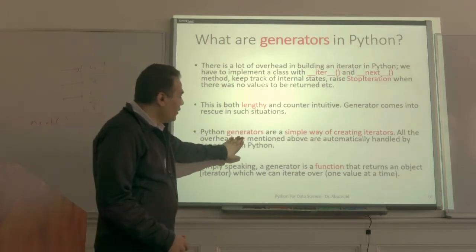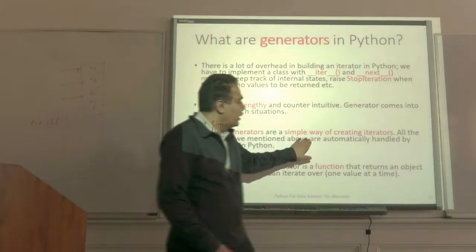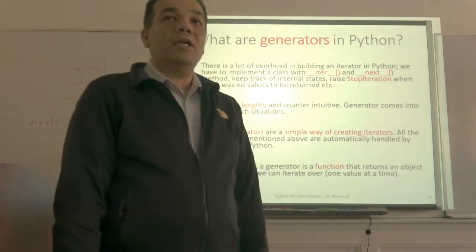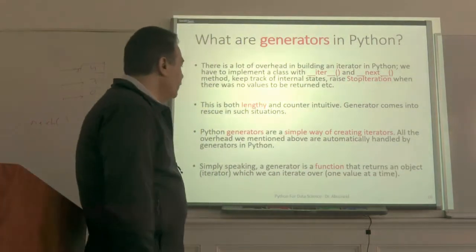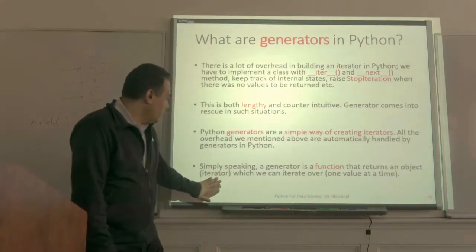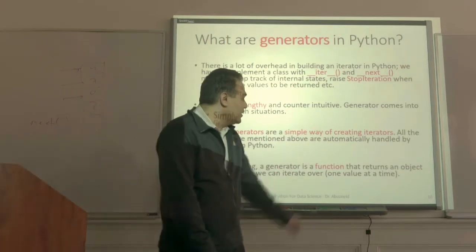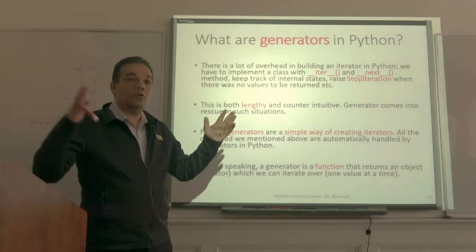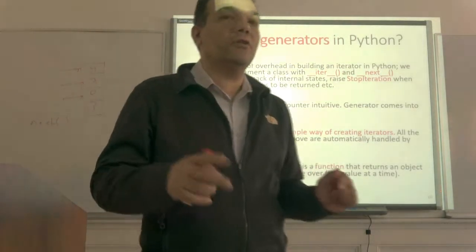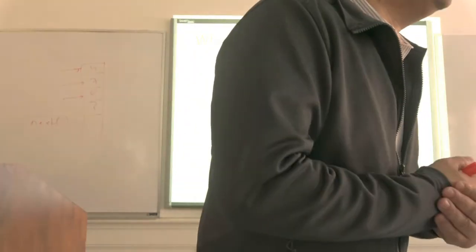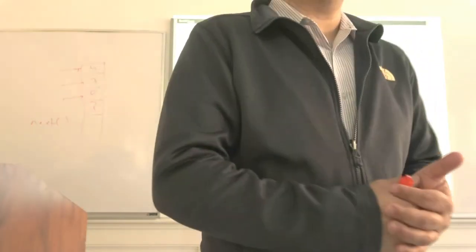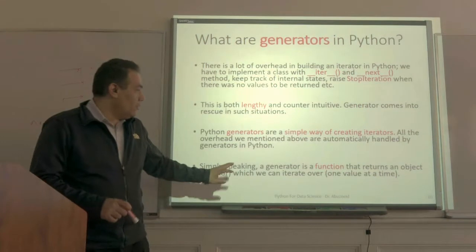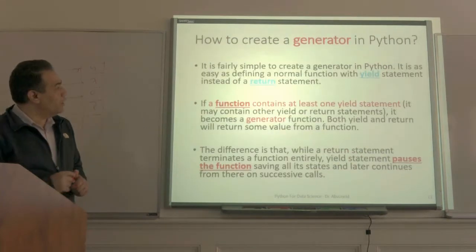Python generators are a simple way of creating iterators. Simply speaking, a generator is a function that returns an object. What is a generator? Talk to me, always talk to me. It's a function. So what are we defining here? A special kind of function. What is it? A generator. Okay, let's take a look here.